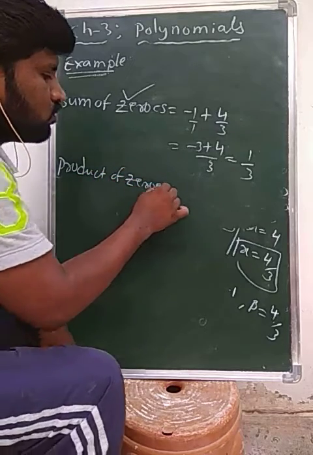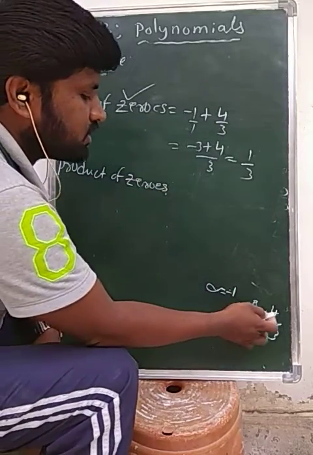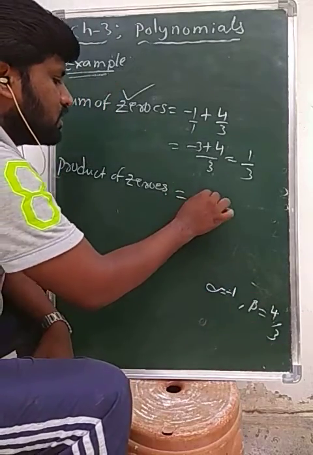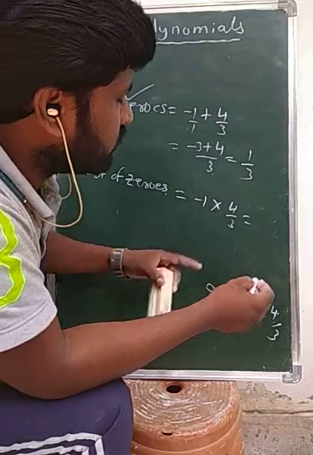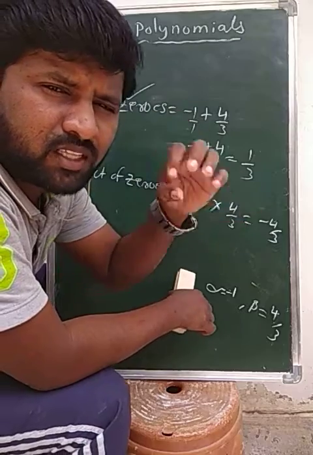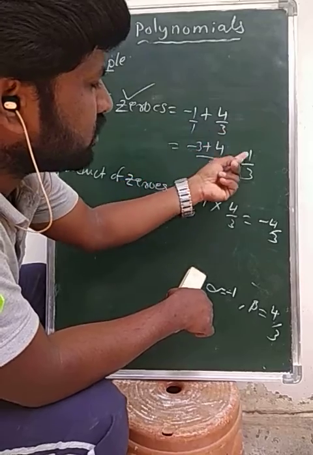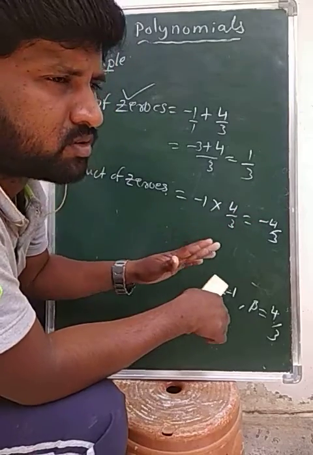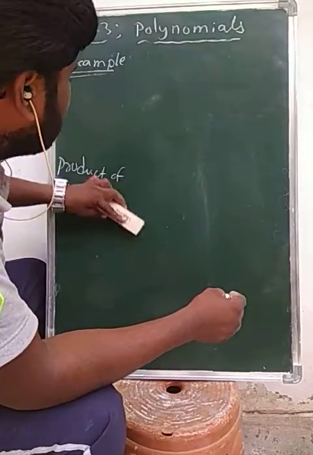The zeros we got are alpha equal to minus 1 and beta equal to 4 by 3, and the product means we have to multiply them. Minus 1 into 4 by 3 is minus 4 by 3. So after finding the zeros of the polynomial, I added the two zeros and got 1 by 3, and multiplied the two zeros and got the product minus 4 by 3.